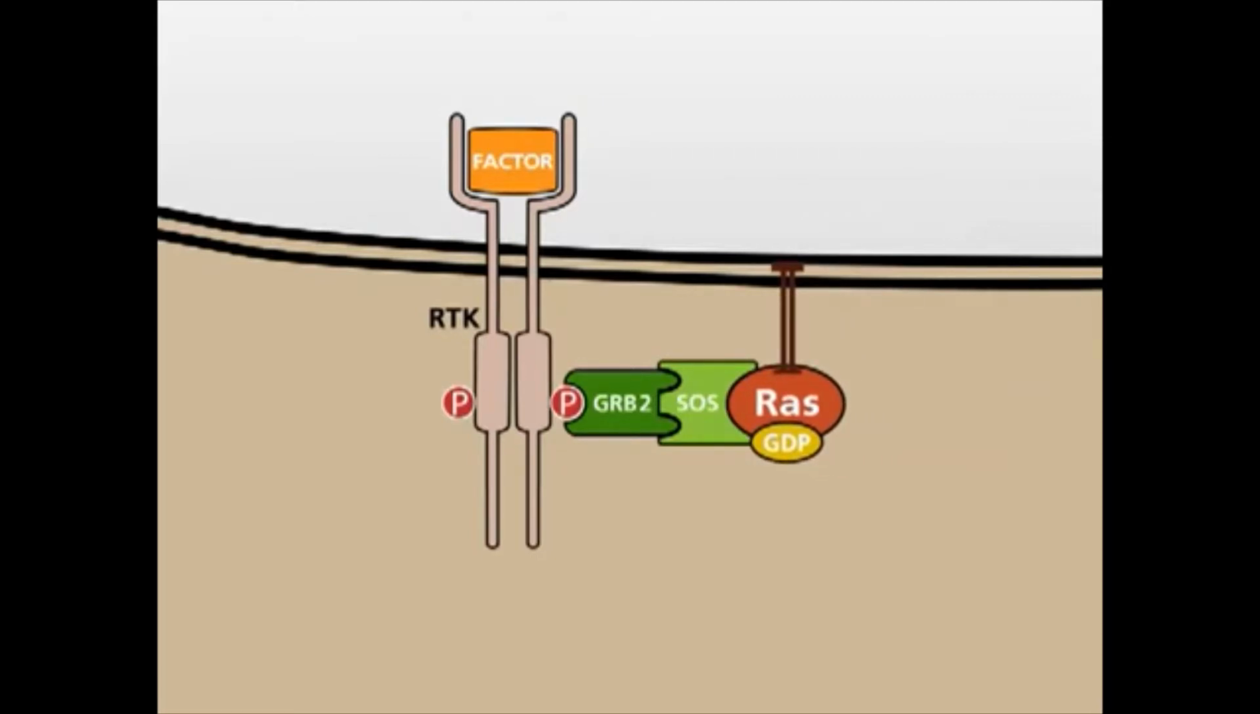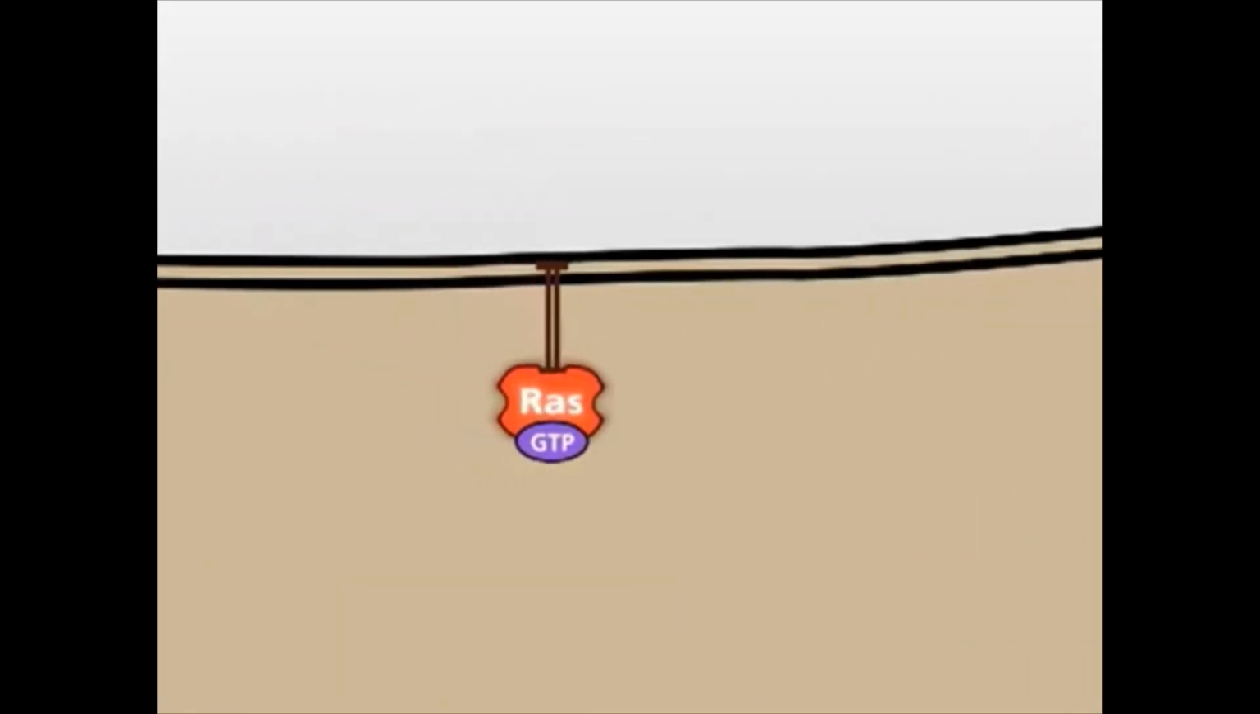Inactive RAS is bound to the nucleotide guanosine diphosphate, GDP. SOS catalyzes the exchange of the RAS-bound GDP against GTP, guanosine triphosphate. This exchange leads to the activation of the RAS protein. In its active GTP-bound state, RAS is able to bind to several effector proteins.